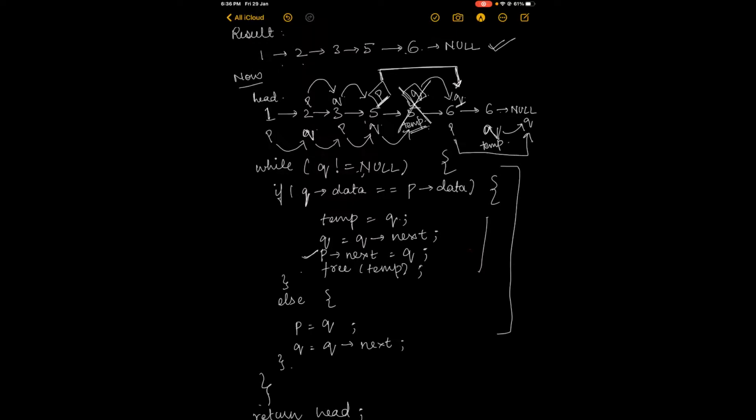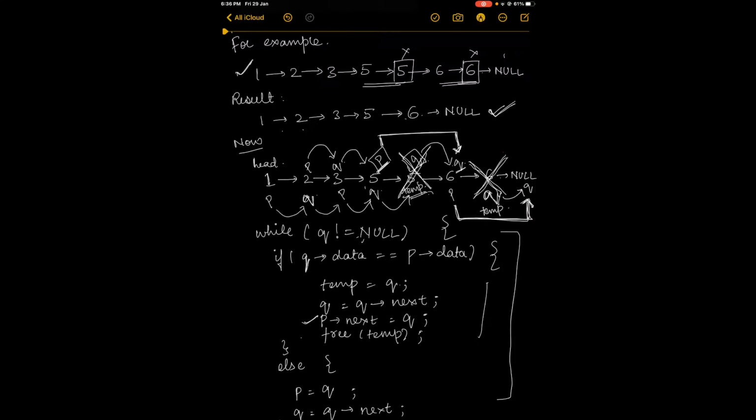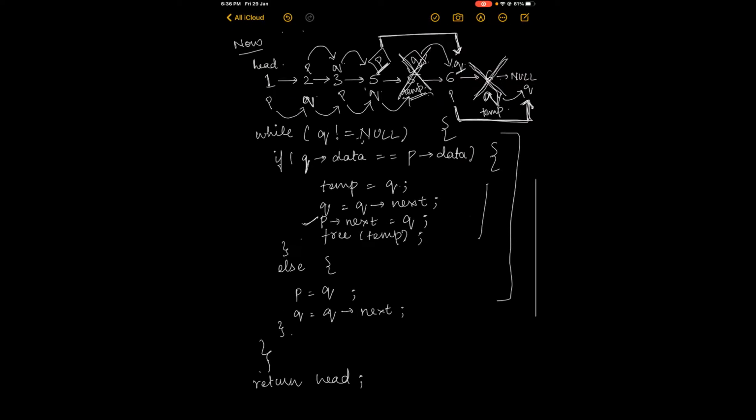So we are now forming the link between these two nodes, and once this link is formed we can eliminate this link, that is free temp. So once this happens, this 5 and this 6, these two nodes are eliminated, and we will be able to get this desired linked list. And after this while block we simply have to return the head. Now let's code the solution.